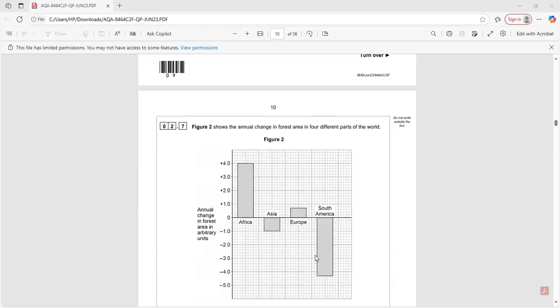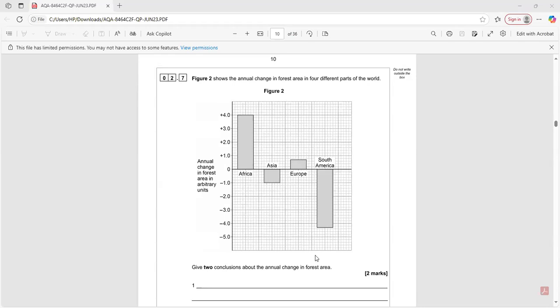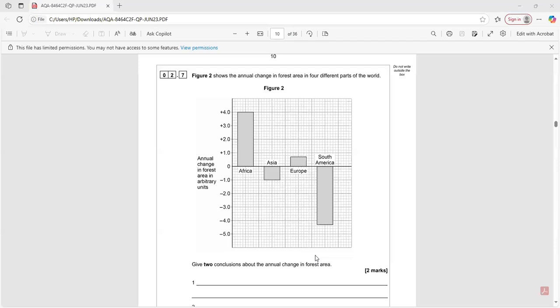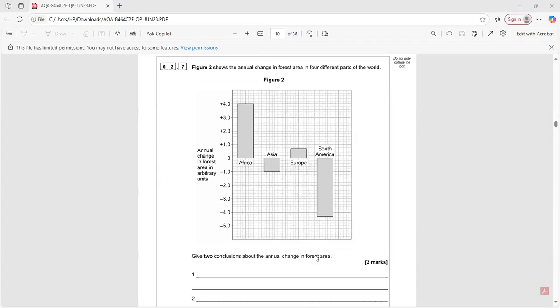All right. The next one has to do with a graph. It shows the annual change in forest area in 4 different parts of the world. And then the question says, give 2 conclusions about the annual change in forest area. Okay, so taking a look at this graph, what would you say? What 2 conclusions would you draw from this graph?